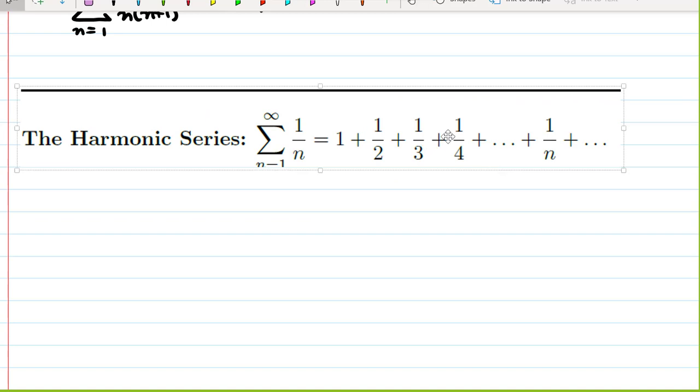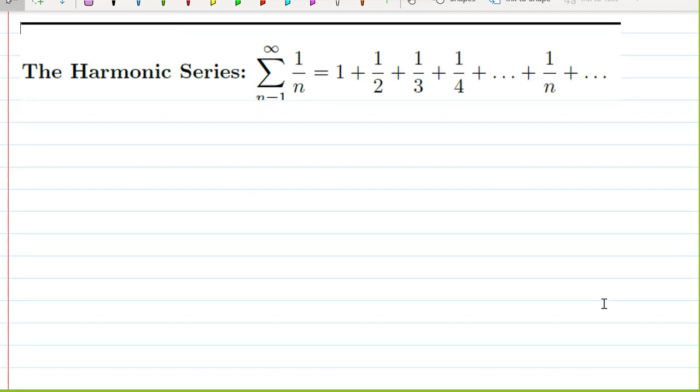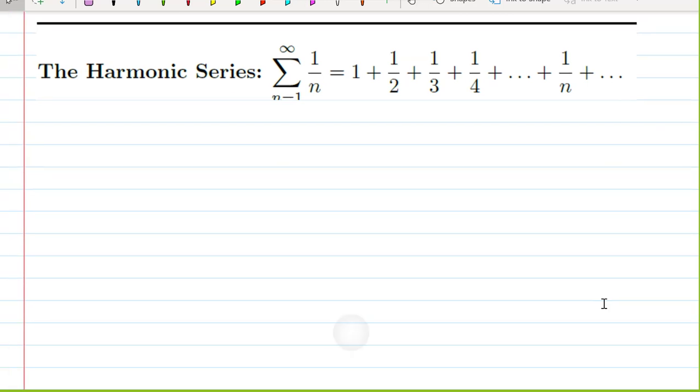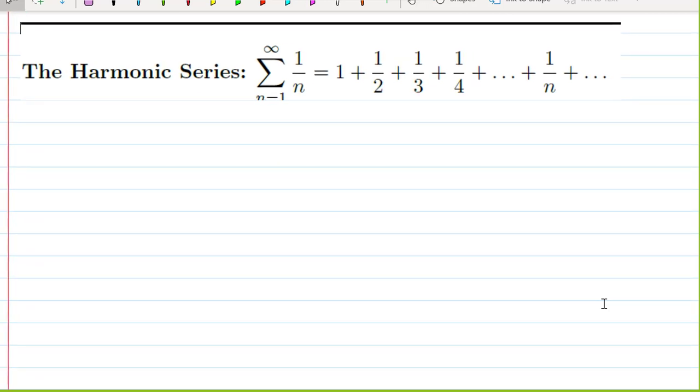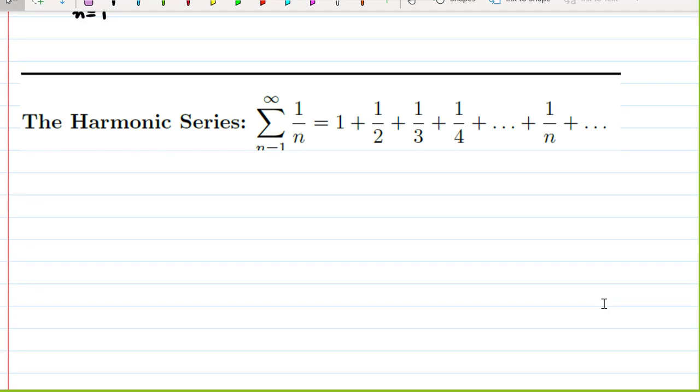So the harmonic series is the sum as n goes from 1 to infinity of 1 over n. So 1 plus 1 over 2 plus 1 over 3 plus 1 over 4 plus 1 over n going on forever. So the first question we want to ask ourselves is, does this series converge?